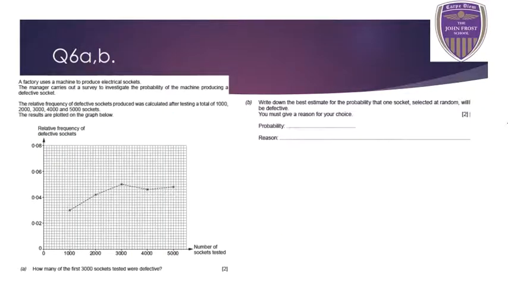Okay, so I'm going to go over the questions from 6 onwards. This is a relative frequency table, and it's to do with testing a total of 1,000, 2,000, 3,000, 4,000, and 5,000 sockets. When they ask you how many of the first 3,000 were defective, if you look at the 3,000, it's midway between 0.04 and 0.06. So the relative frequency is 0.05 times the 3,000, which will be 150.